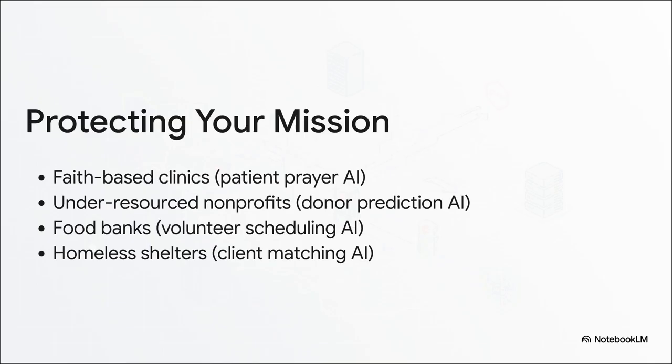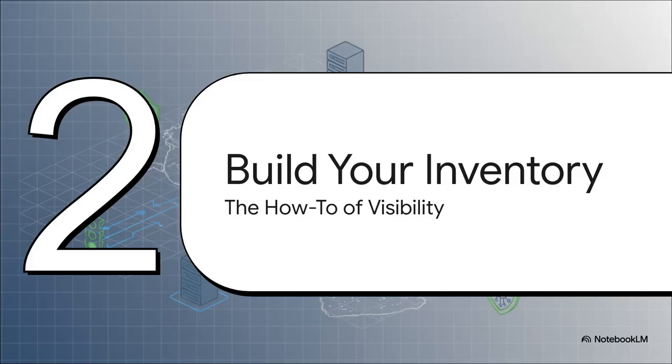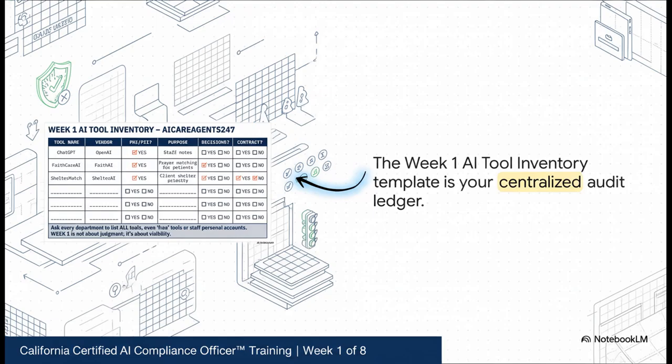So, we've firmly established the why. Now let's switch gears and get into the practical how. This whole next section is dedicated to the main event for this module: gaining that visibility by building your AI tool inventory. This inventory sheet you see here is going to be your most important tool for week 1. I want you to think of it as your centralized audit ledger, your single source of truth for every AI system operating within your organization. This is where we're going to document everything we find.